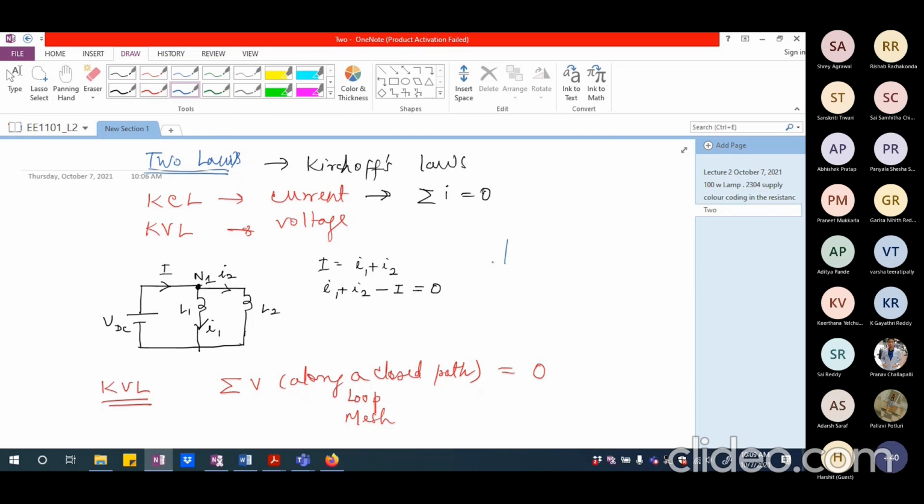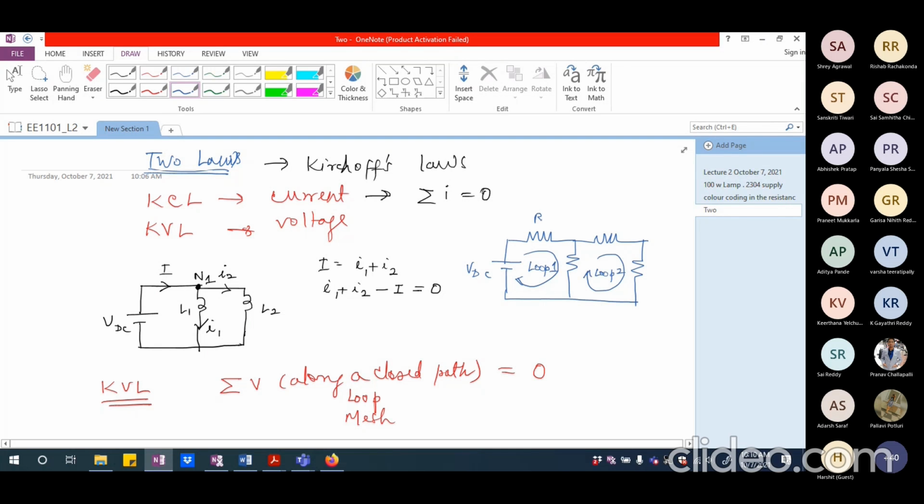So for example, if I'm going to talk about a battery here, and there is one resistance, a second resistance, maybe a third resistance, and a fourth resistance connected like this. So I'm showing a slightly complex circuit. If I look at this closed path, I may call this loop 1. And I may call this loop 2.